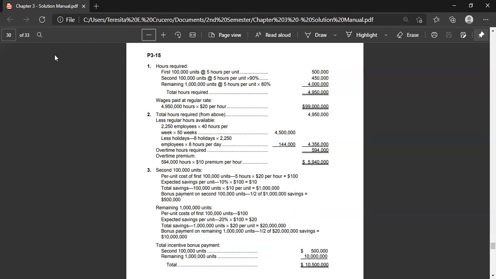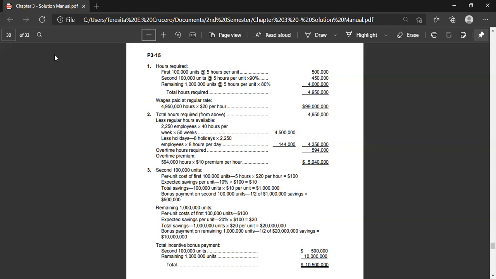So we first begin by computing the cost estimates for direct labor and labor-related costs, showing the wages at the regular rate. So we require the first 100,000 units at 5 hours per unit. So you need a total of 500,000 hours. Second, 100,000 units at only the rate is reduced, no?